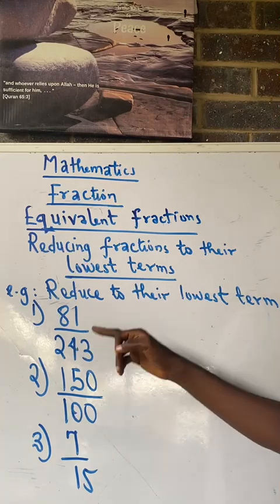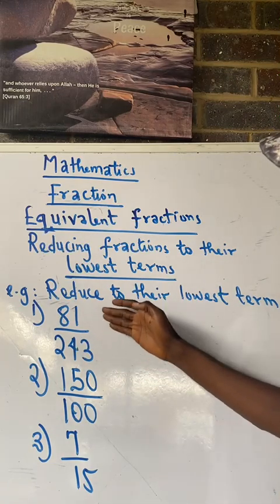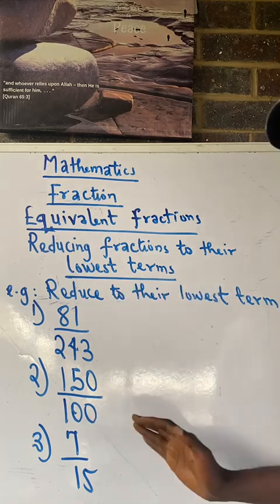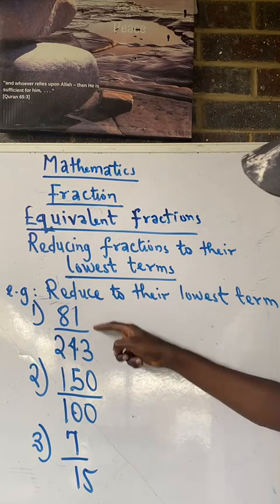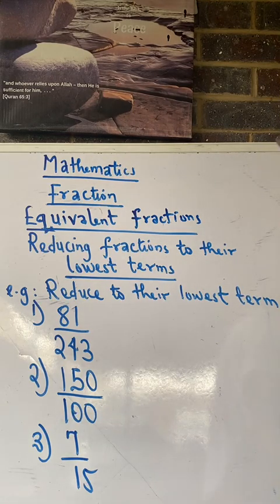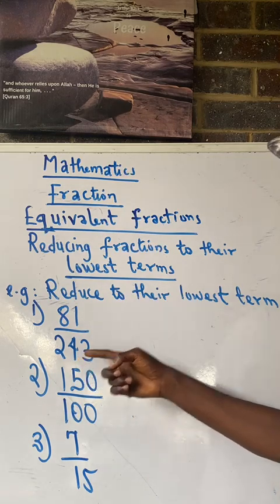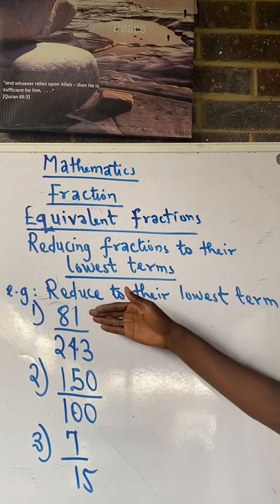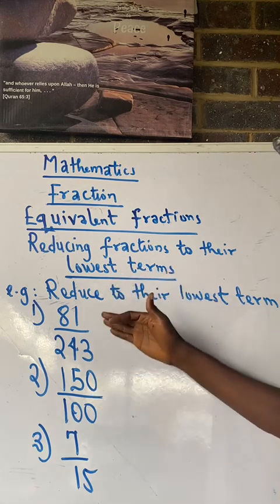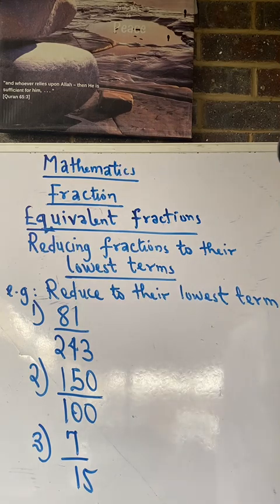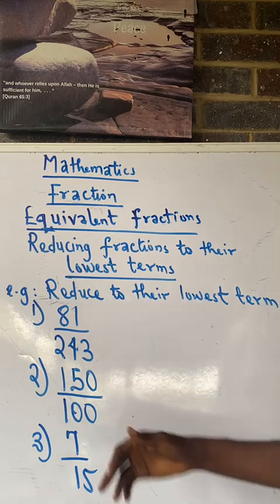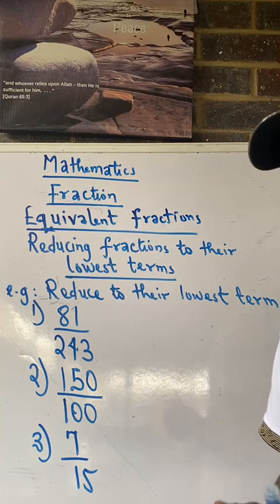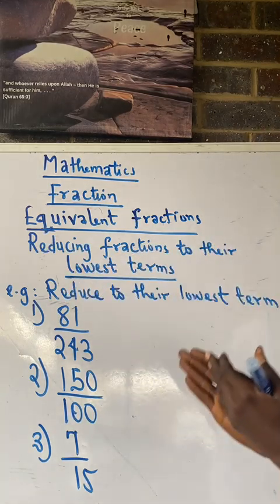Looking at 81 over 243, you can see that there are a lot of numbers that can divide both of them. For instance, 3 can go in both of them, of course. And of course, 9 can go in both of them. And in fact, 27 can go in both of them. And finally, 81 can go in both of them. So if all these numbers can go, then this fraction is not in its lowest term. We have to reduce it because that's what the question demands.